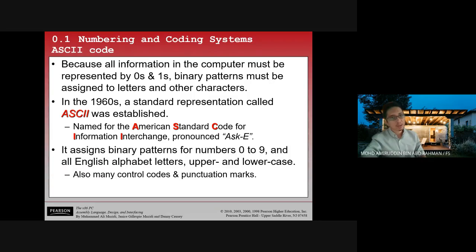It assigns the binary pattern for numbers 0 to 9 and all English alphabet, upper and lower case.